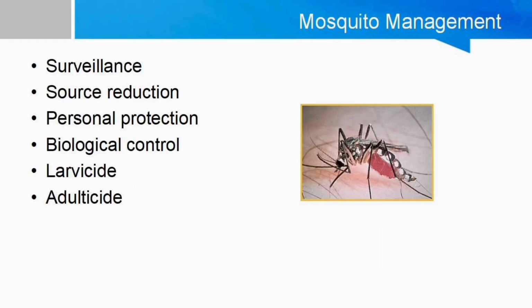All of these methods play important roles in successful mosquito management. Surveillance, source reduction, and personal protection are techniques used by individuals in order to monitor the mosquito populations, reduce their numbers, and limit human exposure. Biological control, larvicides, and adulticides are control methods most commonly employed on a large community-wide basis.